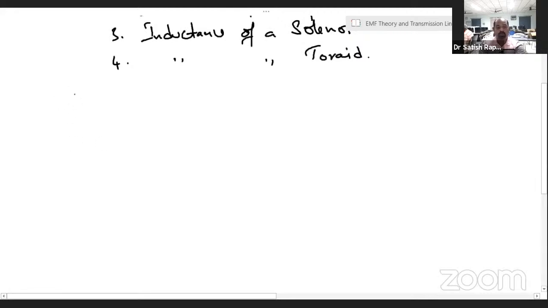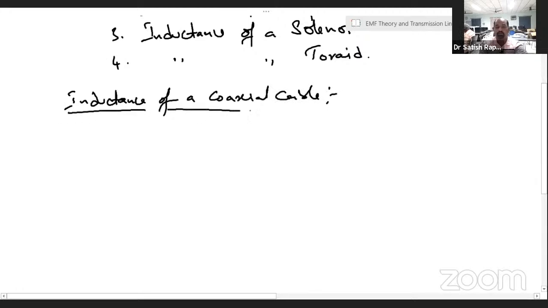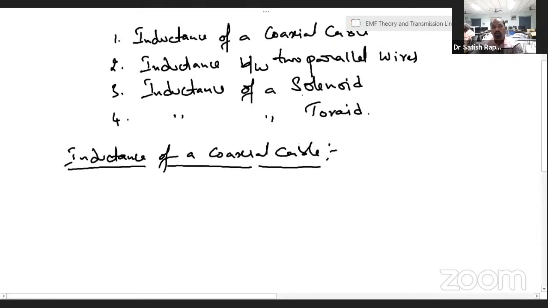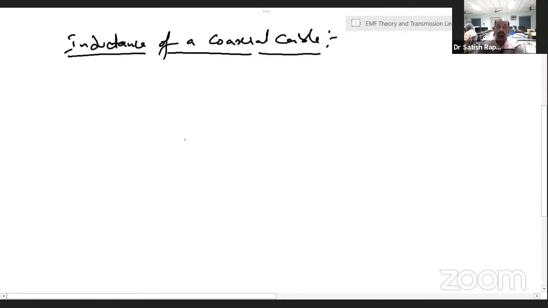So first one, inductance of a coaxial cable. Do remember that the procedure is the same for all 4. So the same steps we will follow.